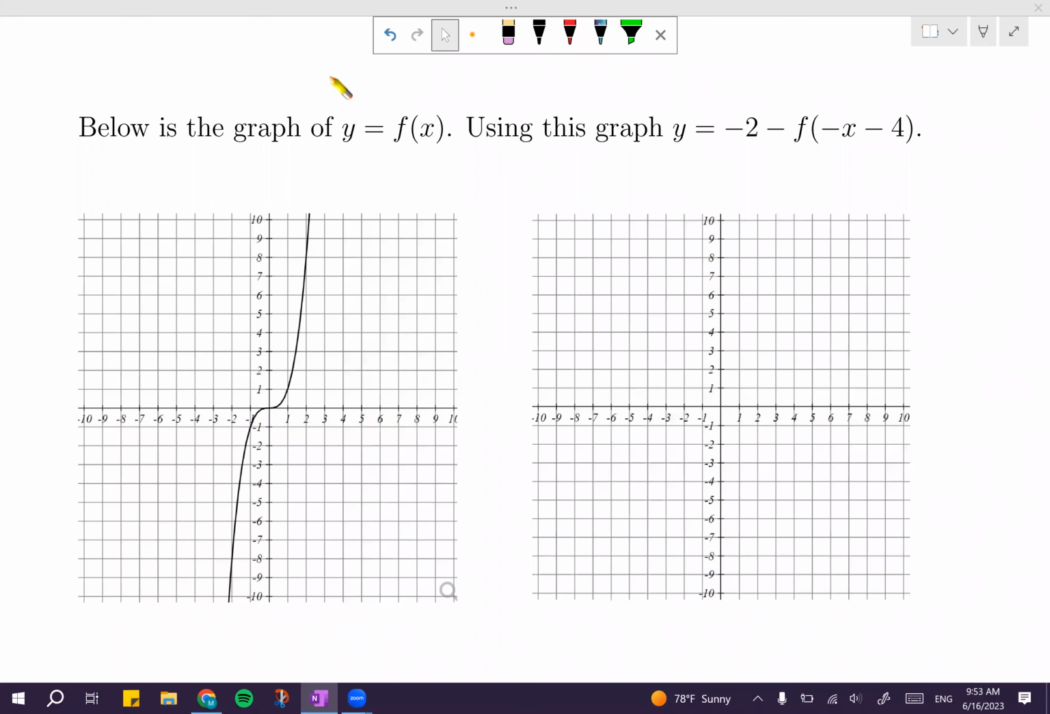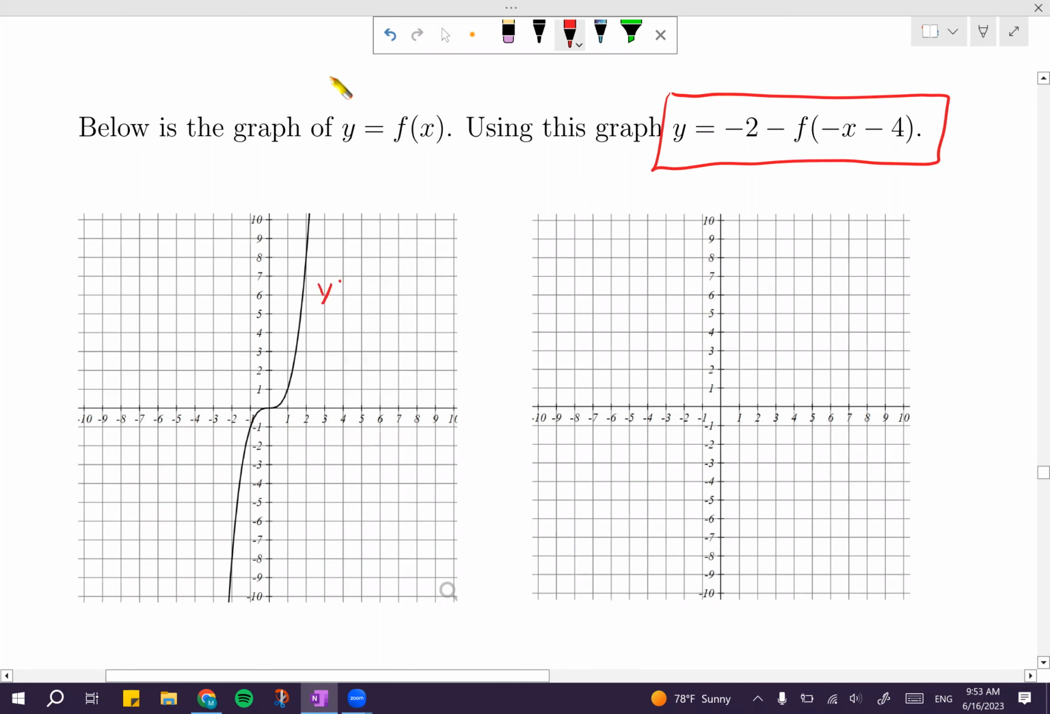Hey, so for this problem, they want us to do some transformations to this parent graph, y equals f of x. All right, so let's look at the different parts. We have -2, we have minus x, and -4. All right, so I'm going to do this minus first, this -2 second, this -4 third, and this minus x last.